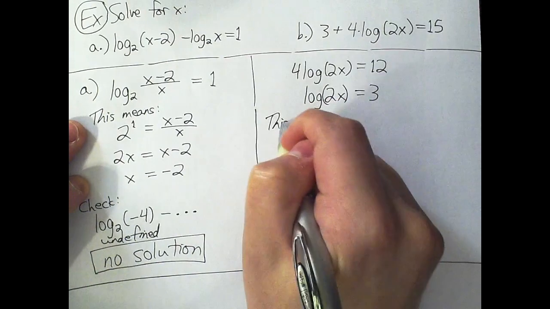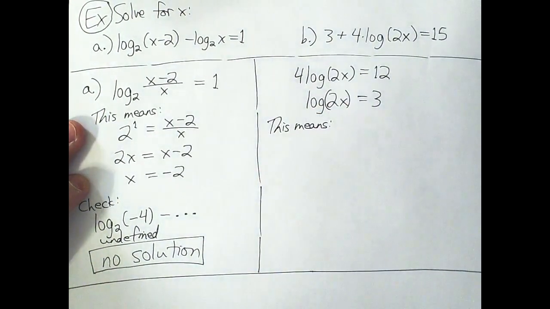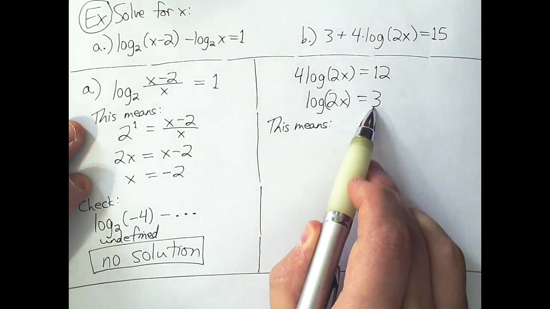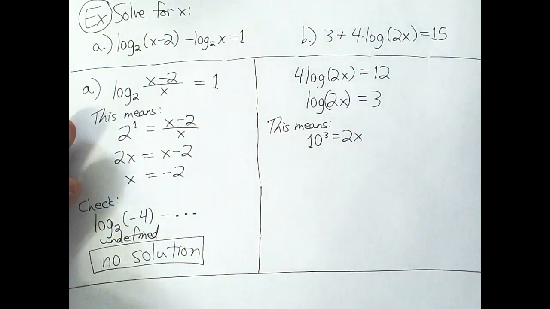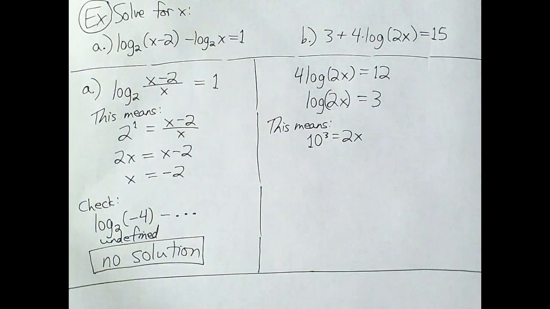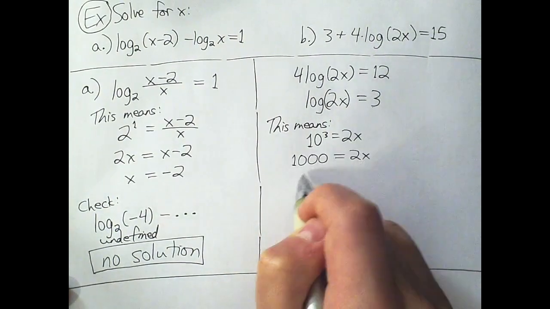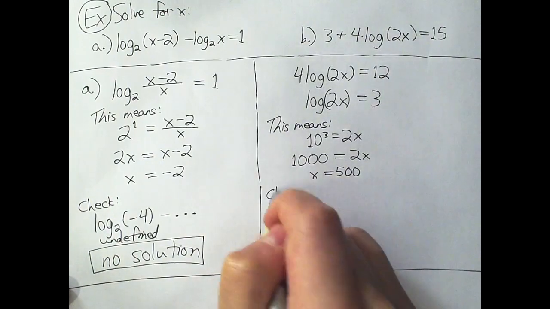And this means, when I say the phrase this means, I guess I'm converting from log form to exponential form. I'm thinking I have a base of 10, 10 to the 3 equals 2x. So either think of it that way, or raise both sides: do 10 to the left equals 10 to the right. That will get you here also. 10 to the 3 is 1,000. So 1,000 equals 2x. And this suggests that x equals 500, which we are going to check.